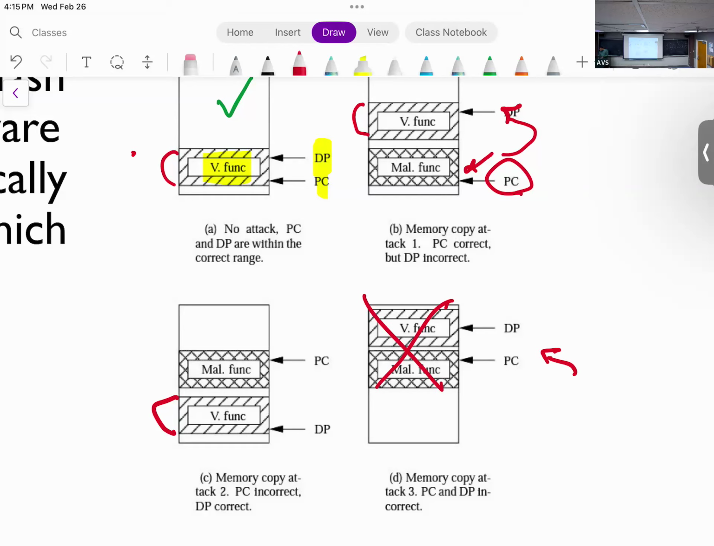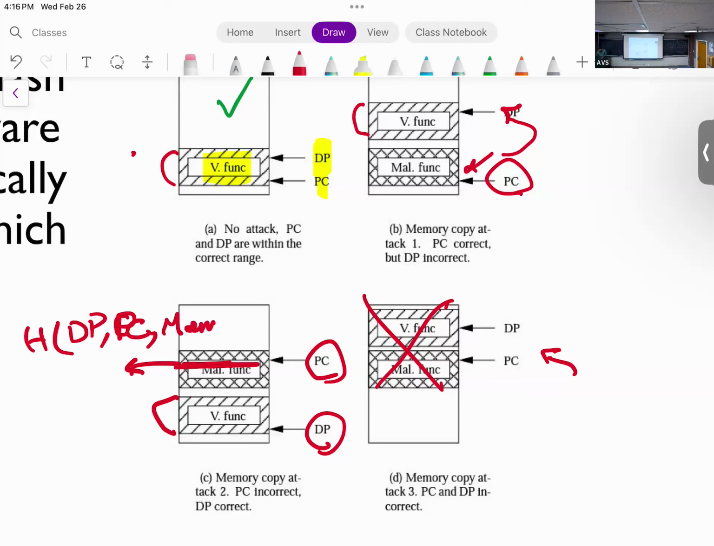The key idea is that your hash function should include both the value of PC and the value of DP. So essentially, we don't just read the value that is stored in the memory and hash that. The thing that we usually do is that we hash this value, basically, and memory DP. So this is what we're going to hash. We're not going to hash just the memory content. We hash the memory content, and the address of that memory content is provided by the pointer, but we also include both DP and PC.